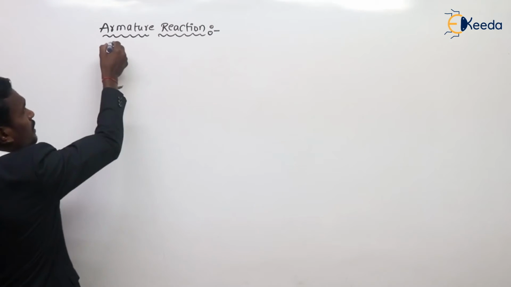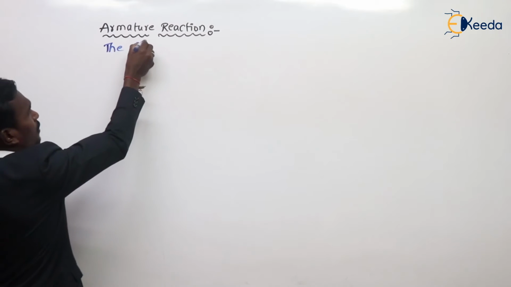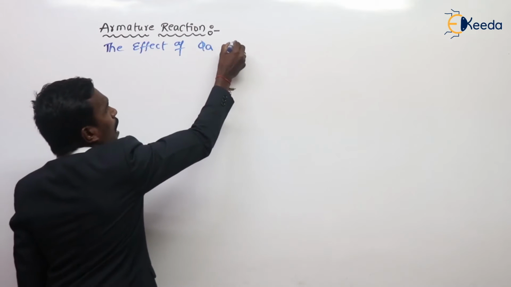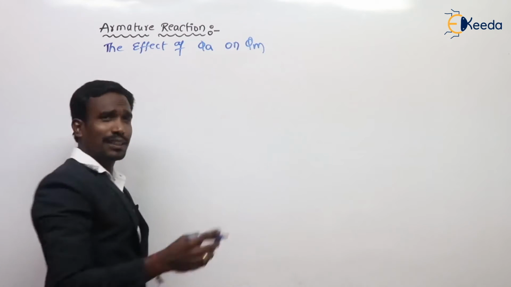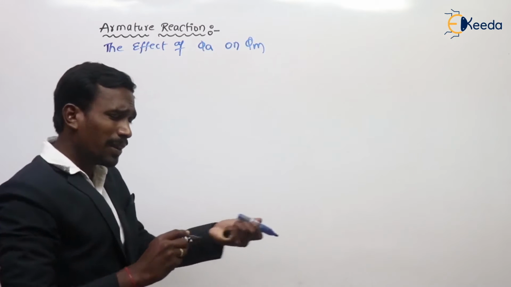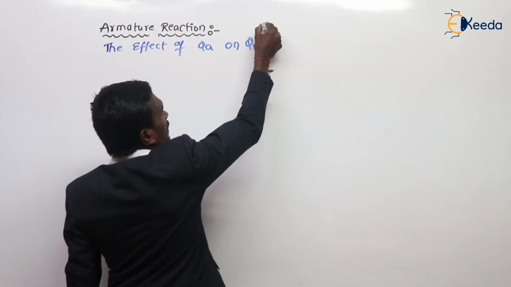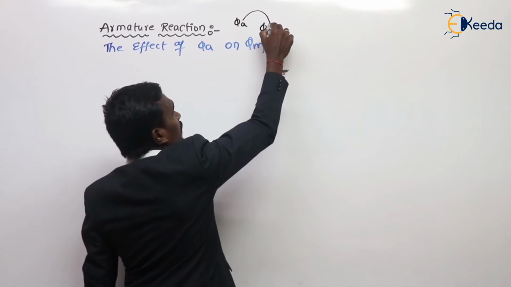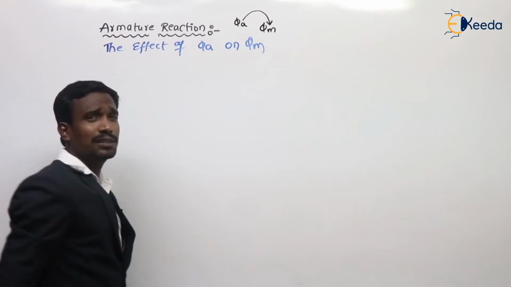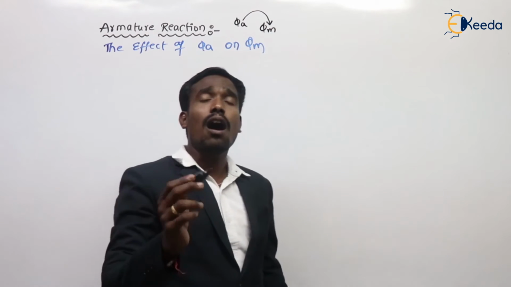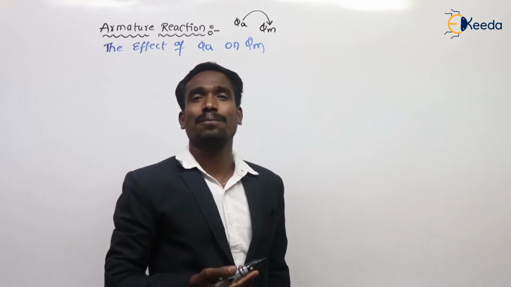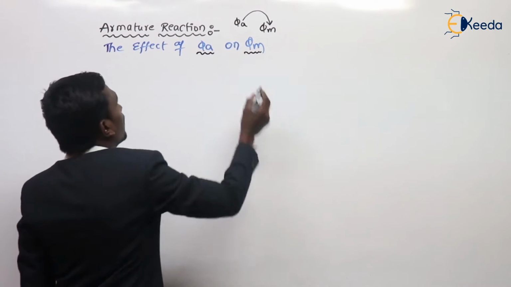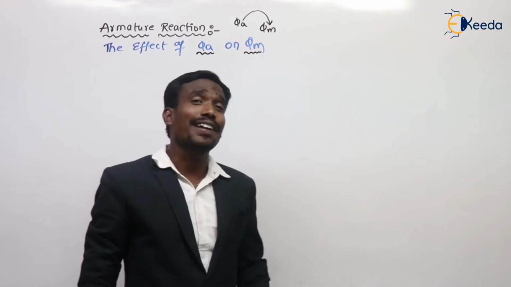Armature reaction is nothing but the effect of armature flux on main field flux. Generally there is a main field flux and there is an armature flux. This armature flux will disturb the main field flux. This effect is called armature reaction. The effect of armature flux on main field flux is called armature reaction.